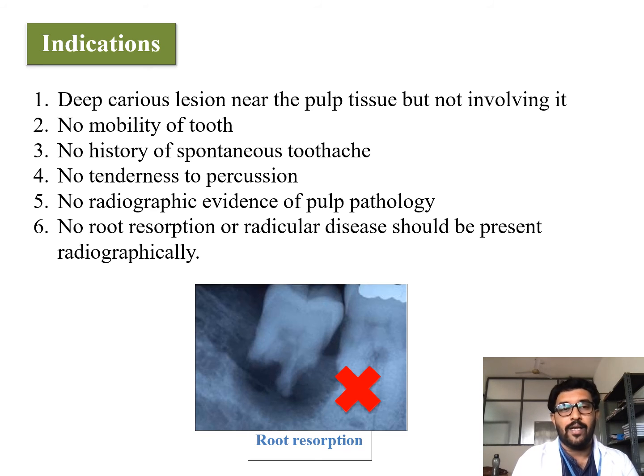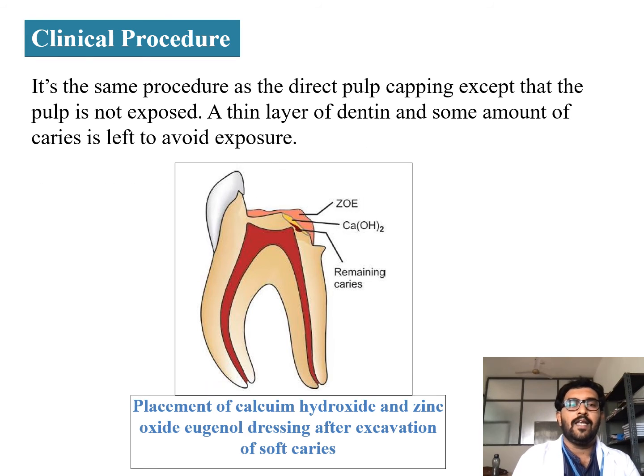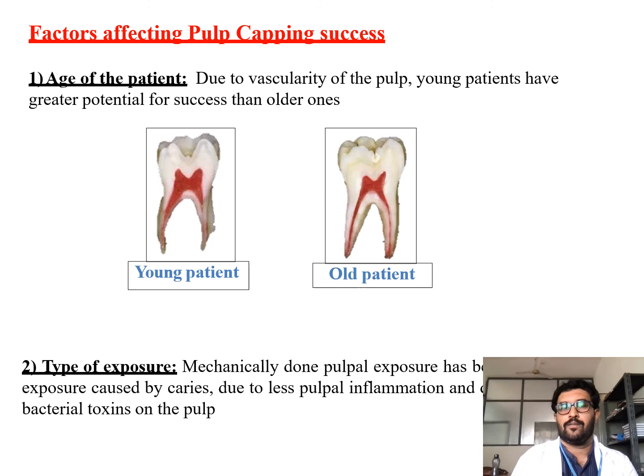There will be no tenderness on percussion, as there is no edema at the periapical area, no radiographic evidence of pulp pathology, no root resorption or radicular disease should be present radiographically. Clinical procedure includes the same procedure as direct pulp capping, except that the pulp is not exposed; a thin layer of dentin and some amount of caries is left to avoid exposure.